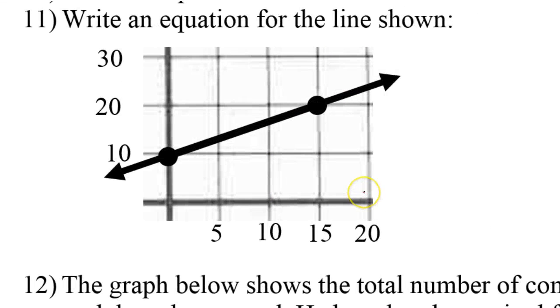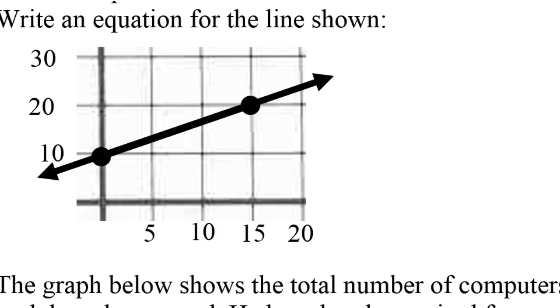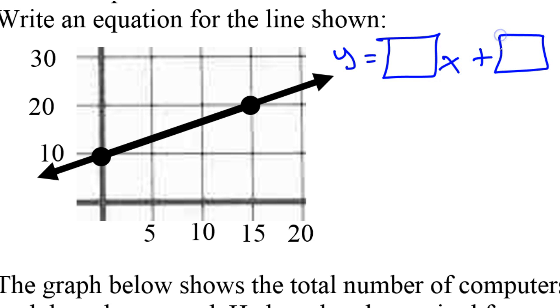Okay, number 11. We have to be careful when we're writing an equation for this. A common mistake is to ignore the numbers on the side and just do this like we normally would, but that would be wrong. So again, we need the slope and we need the y-intercept.